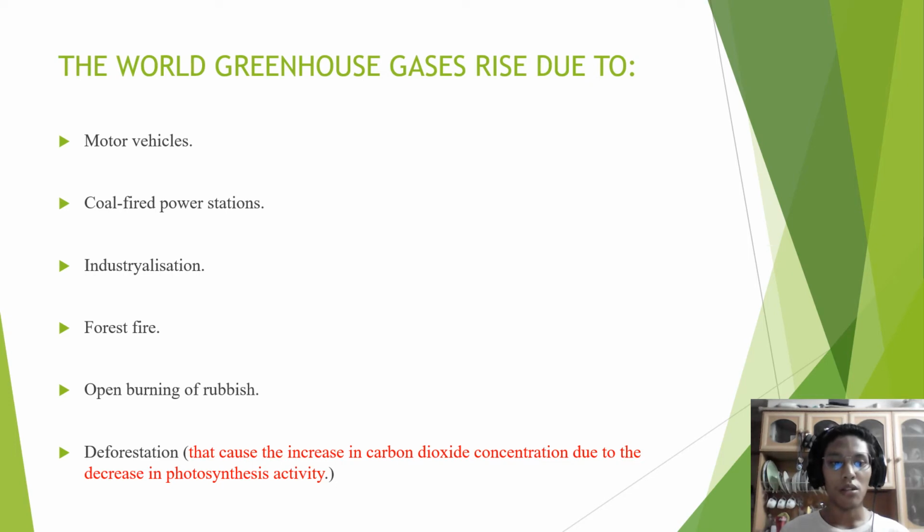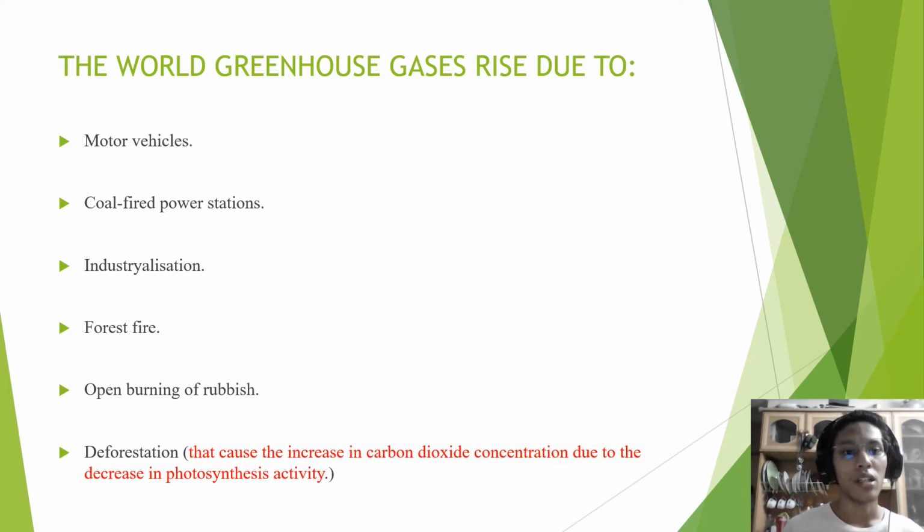Okay, so the fourth one is forest fire. Basically, we can recap back to January 2020, when the Australian forests were burned. When a forest is burned, we produce a lot of smoke, and this smoke contains many pollutant gases that can contribute to the greenhouse effect, or the rising of greenhouse gases.